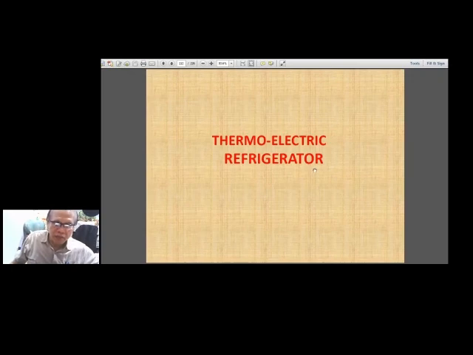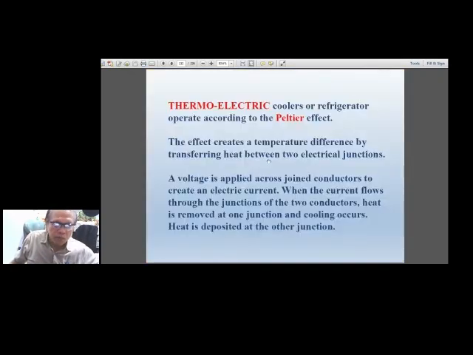Thermoelectric refrigerator. Thermoelectric coolers or refrigerators operate according to the Peltier effect. The effect creates a temperature difference by transferring heat between two electrical junctions. A voltage is applied across joined conductors to create an electric current. When the current flows through the junctions, heat is removed at one junction and cooling occurs. Heat is deposited at the other junction.